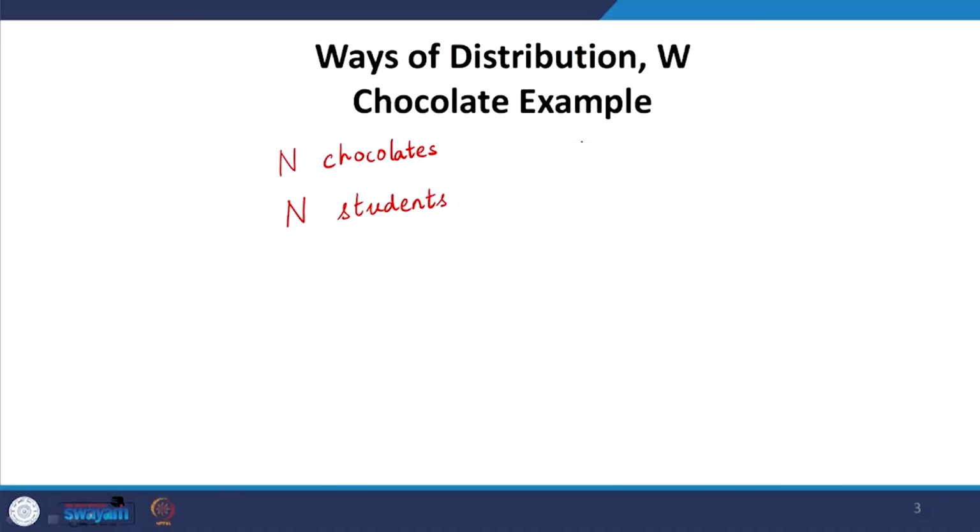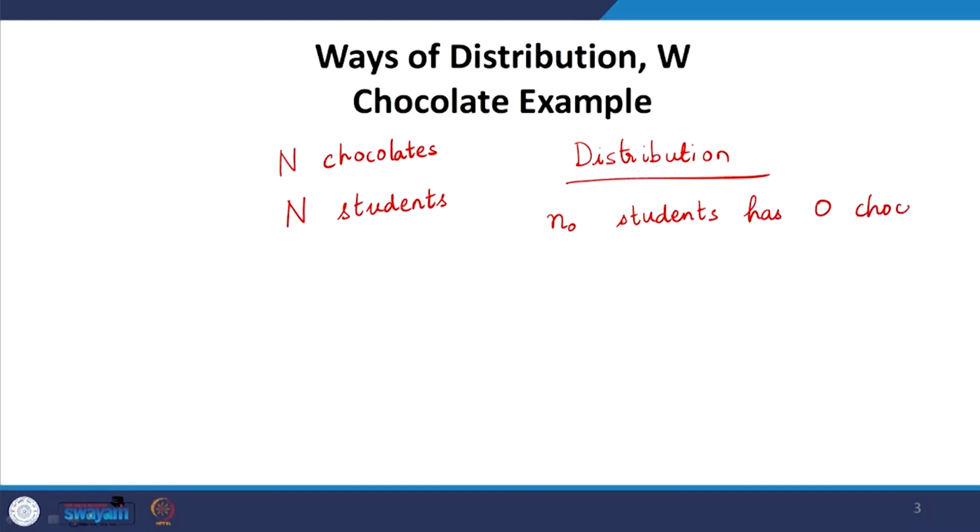I can characterize one particular distribution as the following. I can say that n0 students have no chocolates, n1 have 1, n2 have 2, and so on, until n_n students have n chocolates.